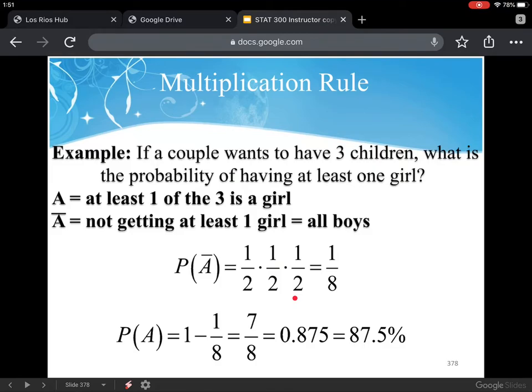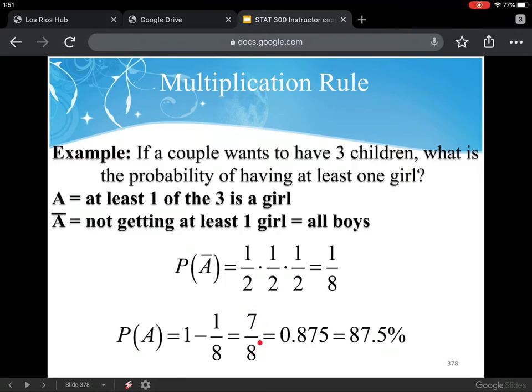When I multiply the numbers, and by the way, why am I multiplying? Because I want the first child to be a boy, and the second to be a boy, and the third to be a boy, to find out the probability that we do not get at least one girl. That's 1/8. And since at least one girl and not getting at least one girl are complements, I can just subtract 1/8 from 1 and I get 7/8.